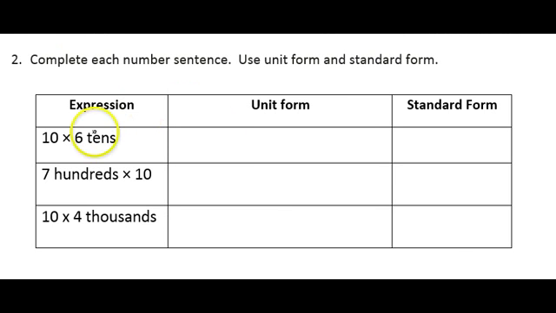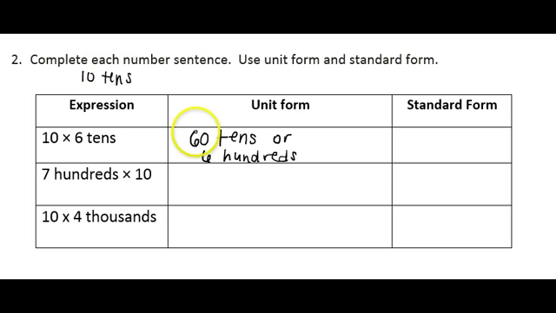In the next section, I'm going to look at each expression and write it in unit form and in standard form. The first problem says 10 times 6 tenths. Well, 10 times 6 is 60, so 10 times 6 tenths would be 60 tenths. We can also look at that as 6 wholes, because 10 tenths equals 1. So 60 tenths would equal 6, and in standard form, we would write it as 6.